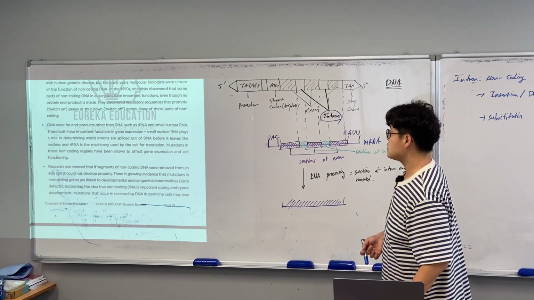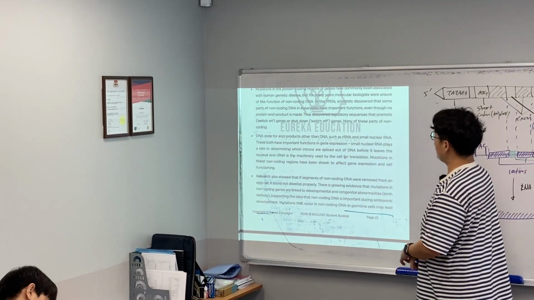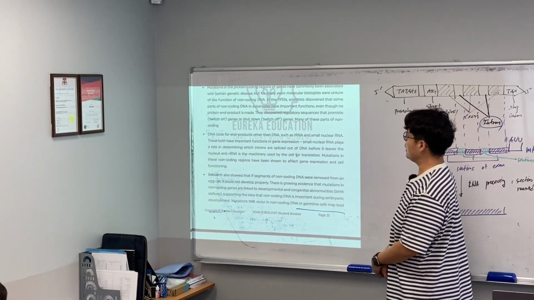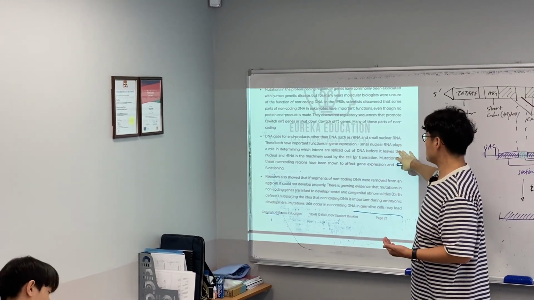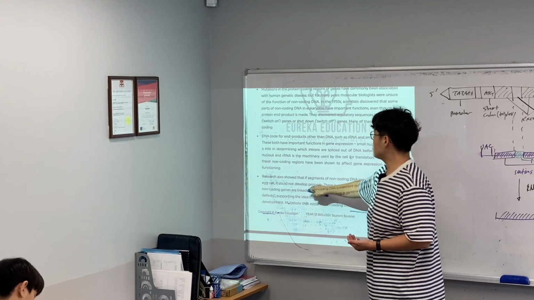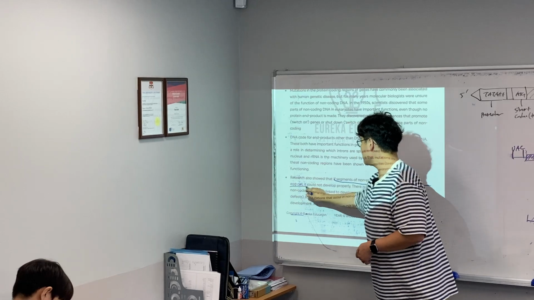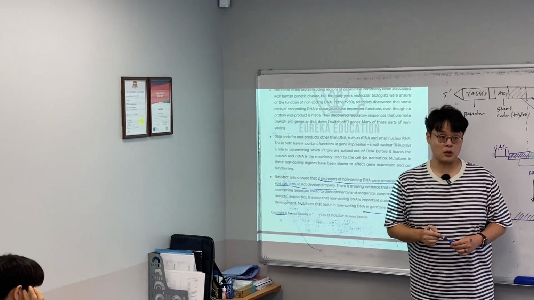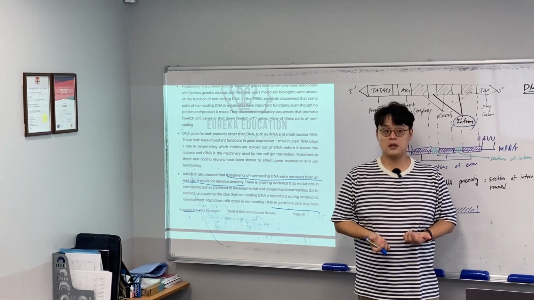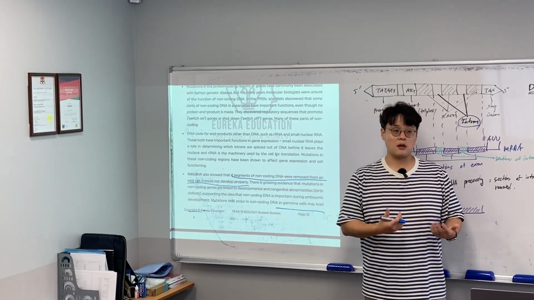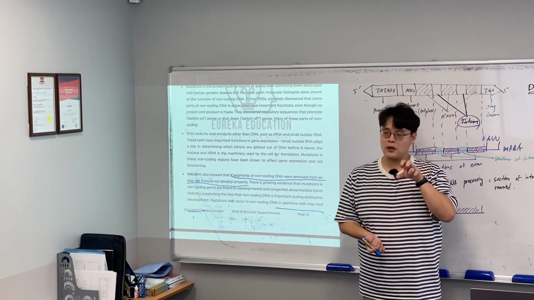Okay, next, second dot point please. DNA codes for end products other than proteins, such as rRNA and small nuclear RNAs. These both have important functions in gene expression. We also see that if a segment of non-coding DNA were removed from an egg cell, it could not develop properly. So non-coding sections actually have functions in development. We're still investigating, but there's a reason why we need that.